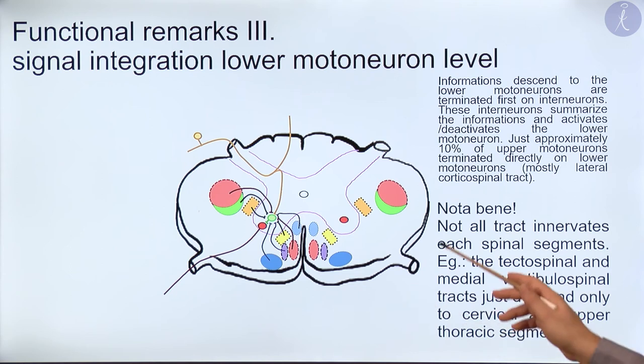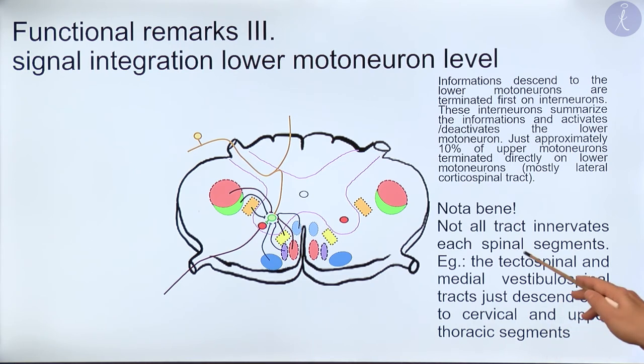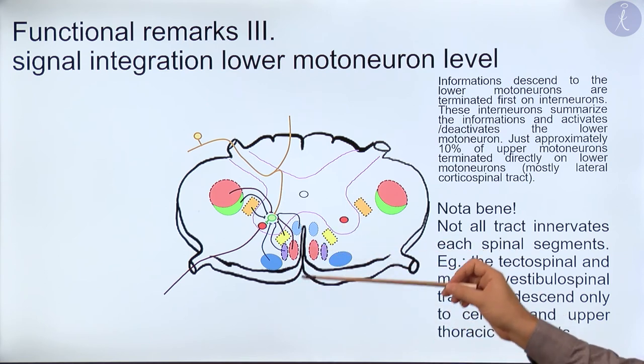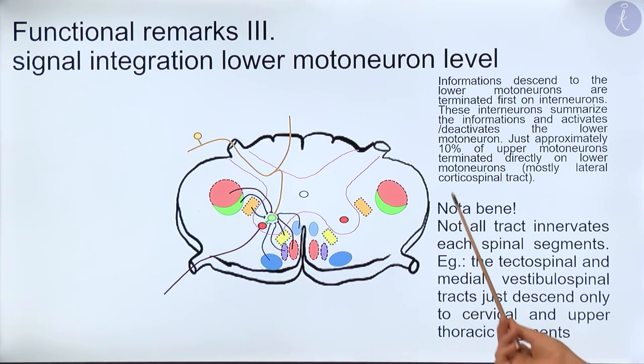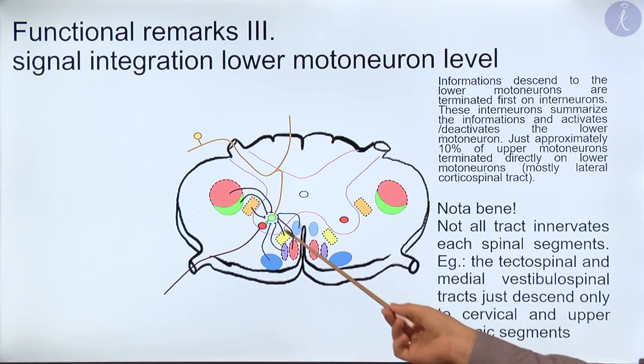Also, do not forget that not all tracts innervate each spinal segment. What does it mean? The tectospinal and vestibulospinal tracts I can find here in the anterior funiculus. And indeed, they innervate motor neurons via interneurons. But these tracts you can find just at cervical level. So this is a very ideal picture which could be found just in the cervical levels, since the rest of the tracts could be found just in some segments. Meanwhile, in the majority of the spinal segments, we can find just the pyramidal tracts, the rubrospinal tracts, the reticulospinal tracts, and the lateral vestibulospinal tract.